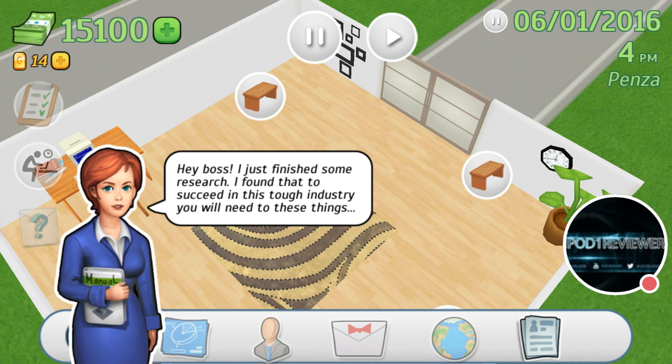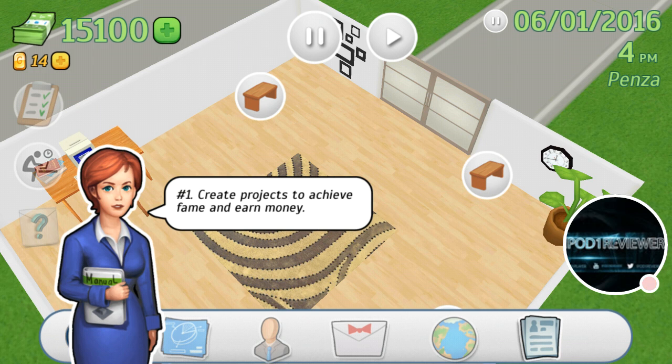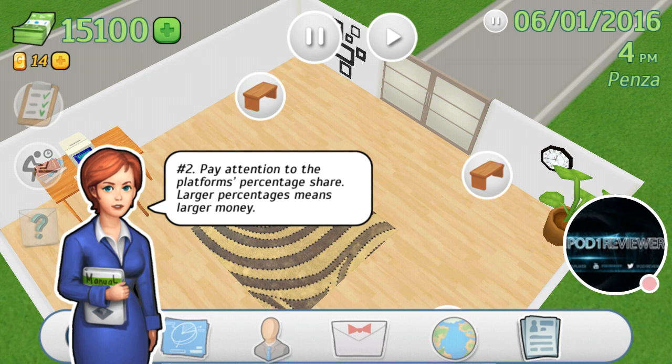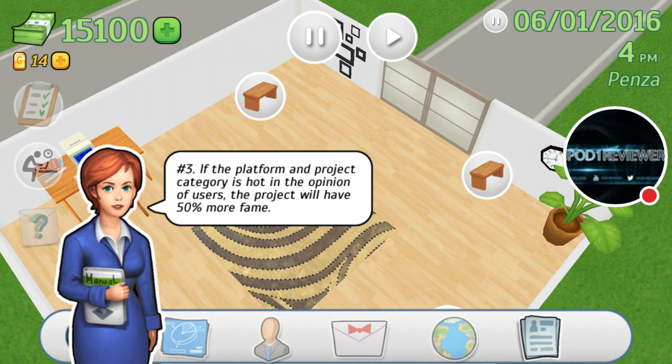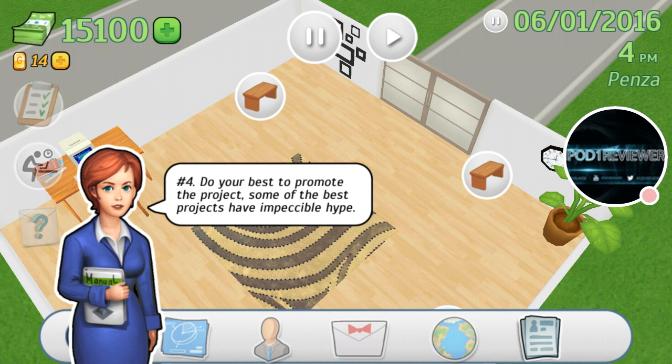What is this? I just finished some research. I found that to succeed in this tough industry, you will need these things. Number one, create projects to achieve fame and earn money. Number two, pay attention to the platform's percentage share. Larger percentages means larger money, okay? Number three, if the platform and project category is hot in the opinion of users, the project will have 50% more fame. Awesome, I like that. Four, do your best to promote the project. Some of the best projects have impeccable hype.